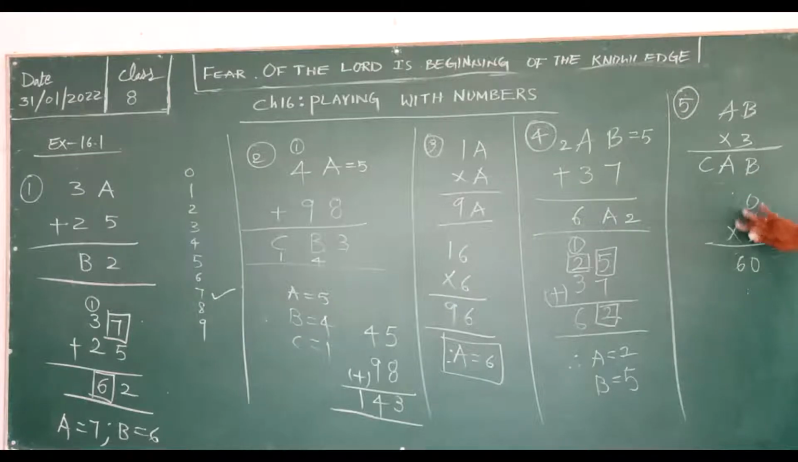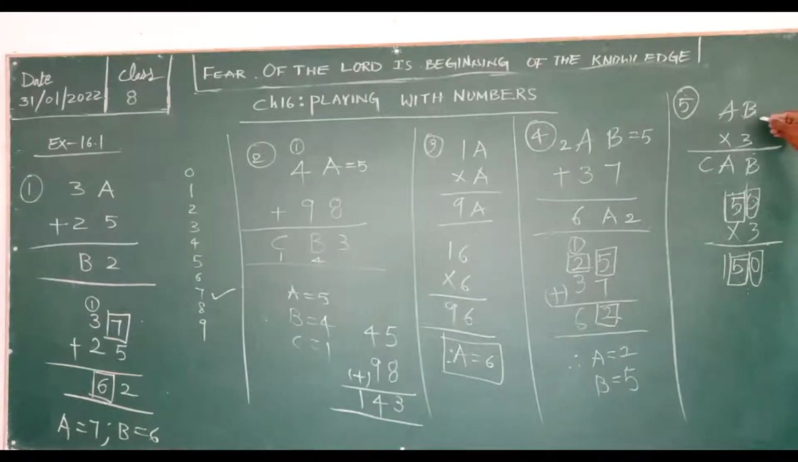Take some other number. Let me take a middle number like 5. 50 into 3 is 150, since 3 fives are 15. Let's check now whether these are in the same manner or not. So A is 5, here also A is 5, so these both should be the same. Here both are the same, and B both should be the same. Here also B and B are the same.